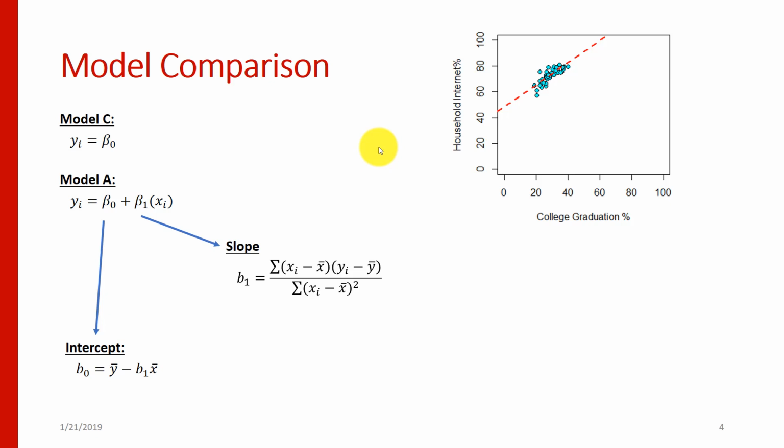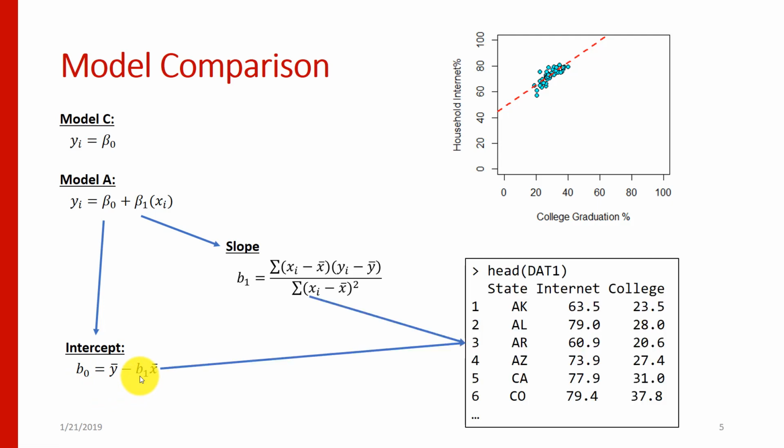In order to compare those squared errors, we need estimates for the slope and the intercept. In the previous videos, we walked through how to calculate those. Here's our formula for the calculation of the slope. Here's our formula for the calculation of the intercept. Note that the slope has to be calculated first because it's included in our formula for the calculation of the intercept. And then we walked through how to do that using the raw data.